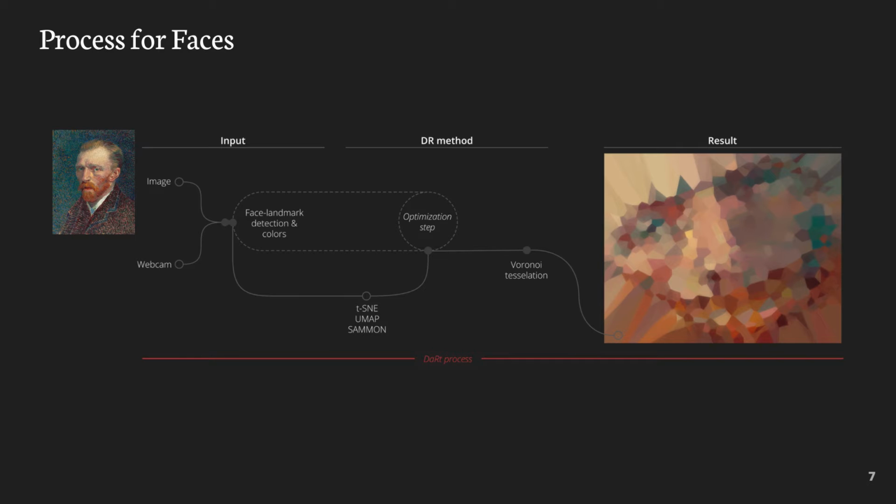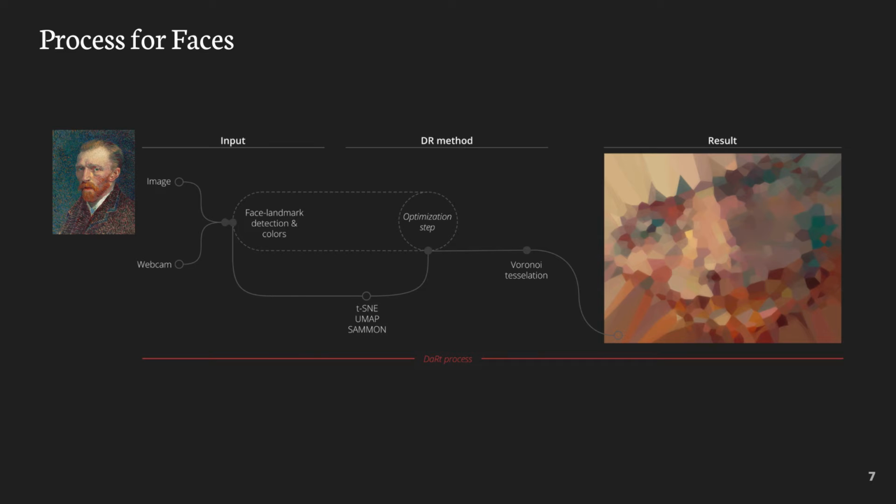Here the input can be a photo or painting of a face or a webcam video stream. To extract points, we use the face landmark detection model provided by TensorFlow.js, which predicts 486 three-dimensional facial landmarks. The image's color of each point will then be used in the following process, which is the same as before. An iterative DaRt method projects the three-dimensional facial landmarks, and the Voronoi tessellation of each optimization step gets drawn on top of the intermediate result with some opacity.